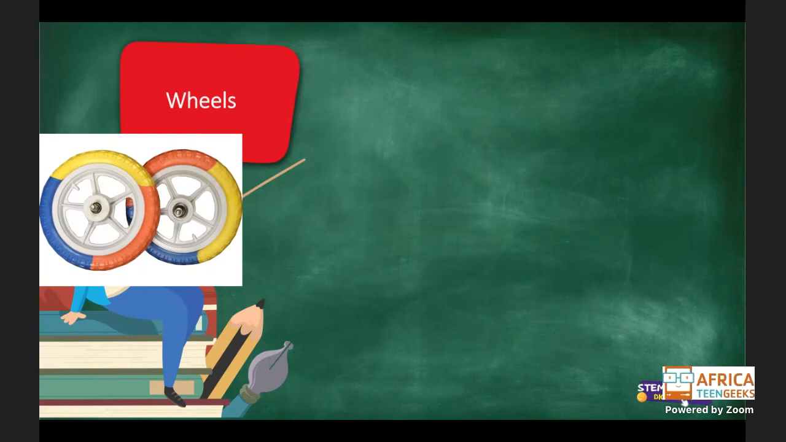Then these bicycle wheels and these silver parts are called an axle. Good. Thank you so much, Yanji.